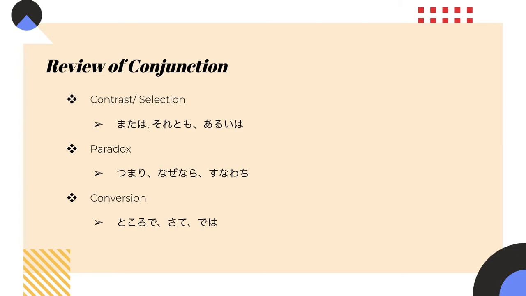So let's review what we learned for conjunctions today. The first one, we learned contrast slash selection, またはそれともあるいは. The next one, this is not the paradox. The next one we learned つまり、なぜなら、すなわち. And then lastly we learned conversion, which is ところで、さて、では.